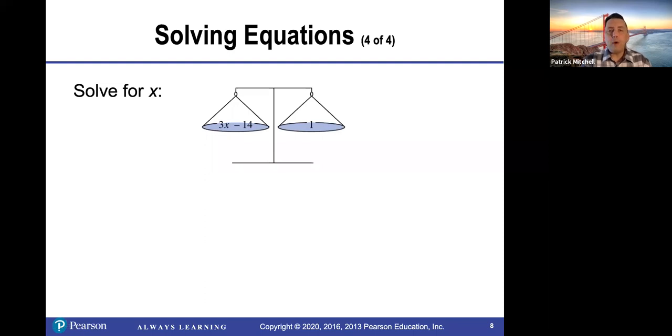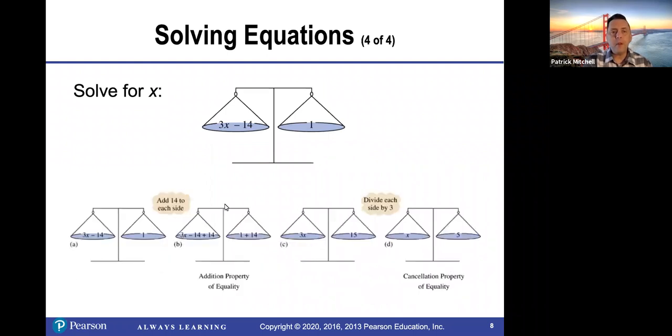In this example, we want to solve for x. On one side, we have 3x minus 14. On the other side, we have 1. So using the balance scale model, we'll start by adding 14 to both sides. That's an example of the addition property of equality. So on this side, we have 3x minus 14 plus 14. On the other side, we have 1 plus 14. That simplifies to 3x on the left side and 15 on the right side.